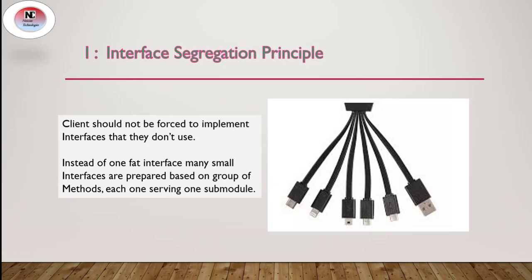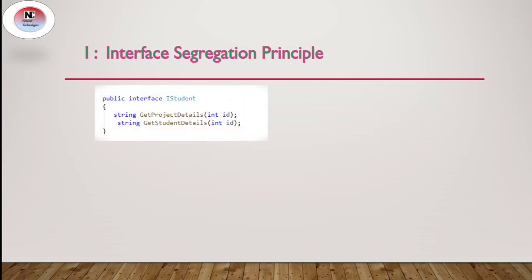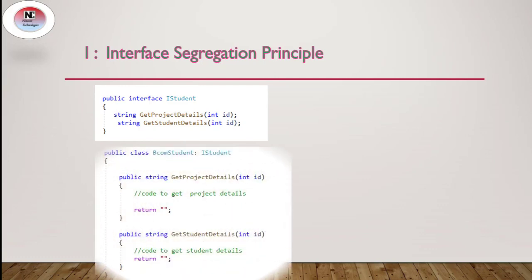Let's start with an example that breaks the ISP. Over here, we have an IStudent interface. This interface has two methods, getProjectDetails and getStudentDetails. Now the BCom student class inherits IStudent and implements the logic for getProjectDetails and also the logic for getStudentDetails.